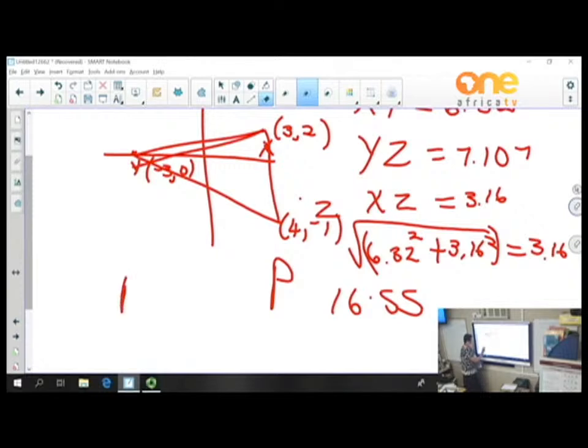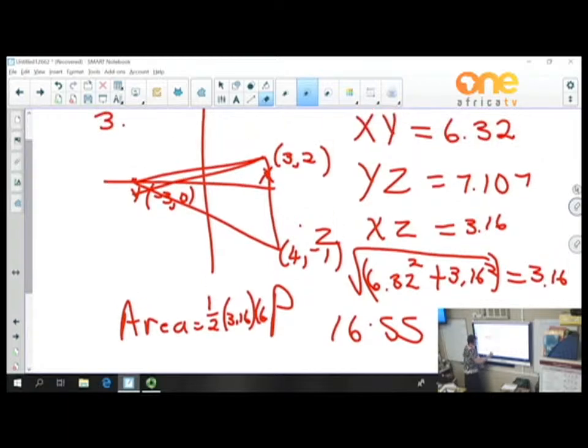So the area is then going to be a half of 3.16, and what's the other one? 6.32. Okay, and what is your area then, Ben? Now, if I roughly do it there, it will be the same.